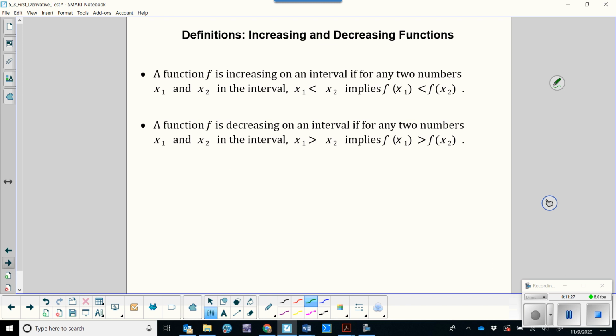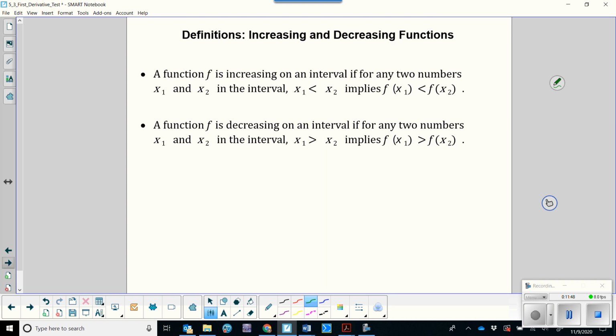Now let's talk about increasing and decreasing, and then we'll talk about relative max and mins and stuff in the first derivative test, and we may end up doing some of that in class. Let's talk about increasing, decreasing first. So that was kind of a summary of all the things that we sort of know here. All right, so a function is increasing.